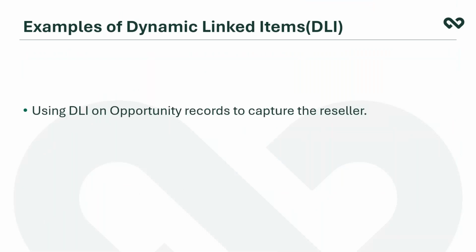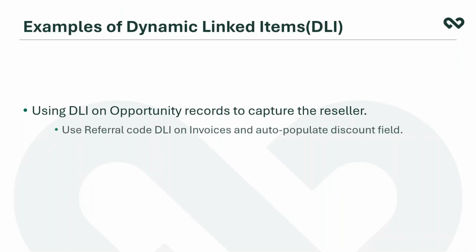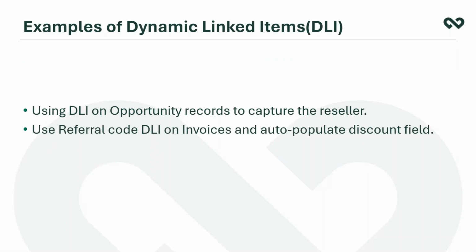Now moving on to some examples of dynamic linked items. The first one we'll see is how we can use DLIs on an opportunity record to capture the reseller who's responsible for the opportunity. The second one is using DLIs on invoices to auto-populate the discount field based on the referral code entered. And finally, as mentioned earlier, we will be setting up the product picker in Workbooks, which is a great example of how DLIs can help solve real-world scenarios and make tasks in Workbooks much easier.